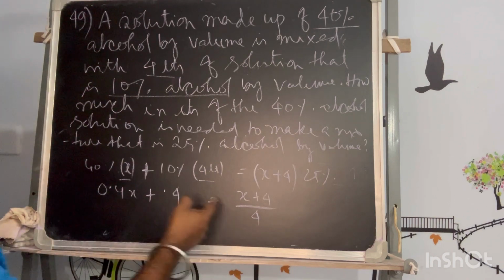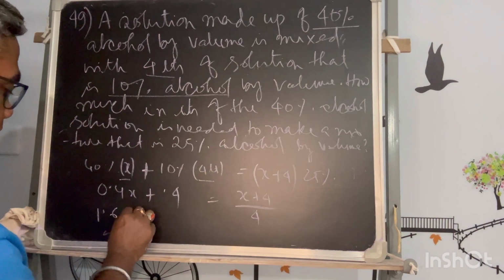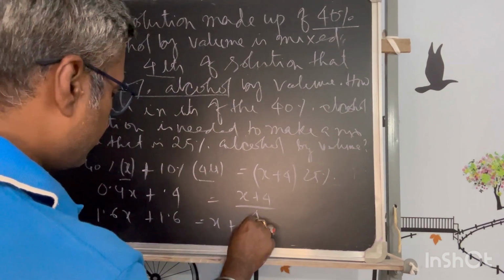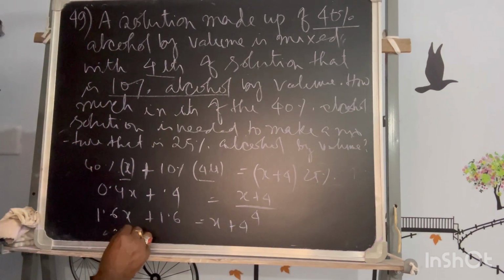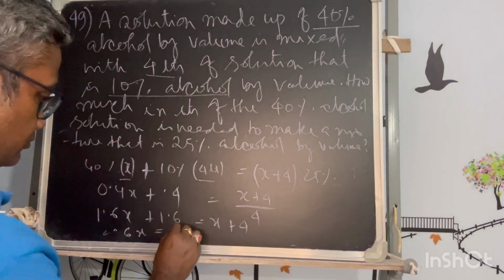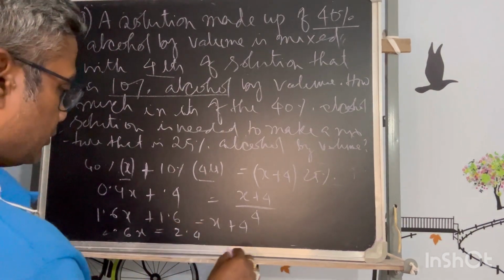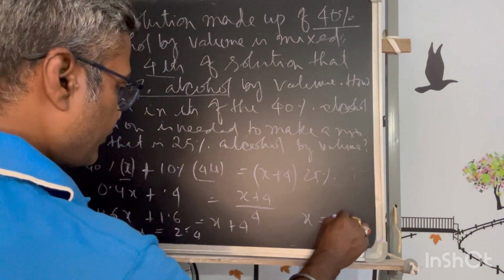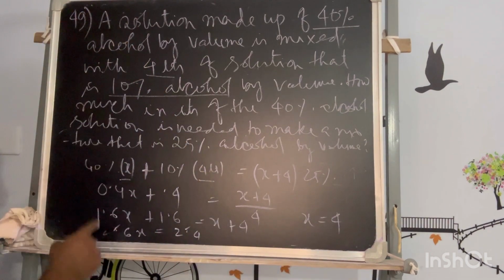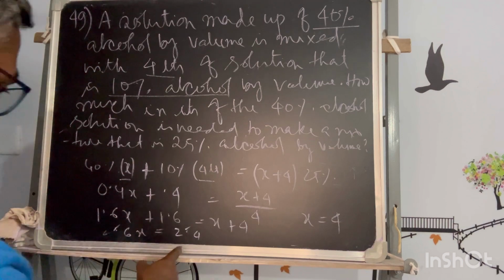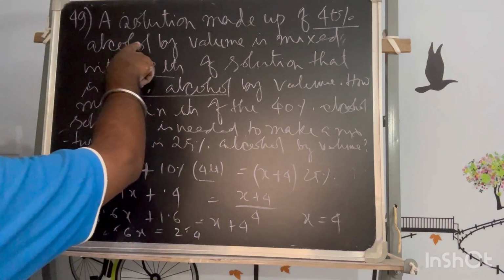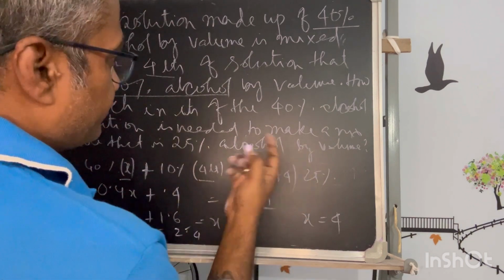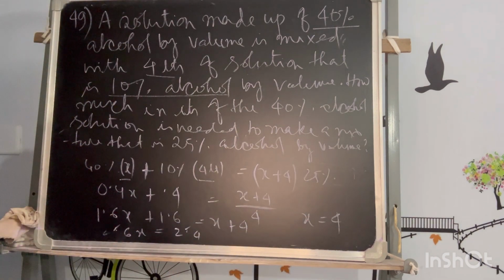Now if I multiply it by 4 there, this is 1.6x plus 1.6 equals X plus 4. So that means 0.6x is equal to 2.4. So if I calculate it, X will become 4. So what you have to mix? This also is coming 4. So 4 liters of 40% solution and 4 liters of 10% solution, if you mix, you will get 25% alcohol solution. This is the answer. Okay.